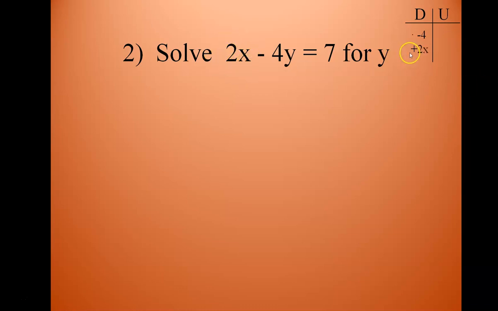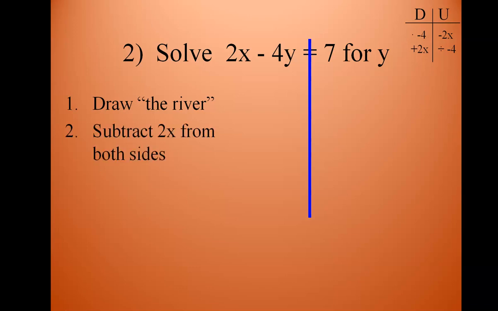Now, to undo, we have to do it backwards. So if we had addition of 2x, in the undo chart, the first thing I'm going to put is subtract 2x. And then if I have multiplying by -4, in the undo chart, I'm going to put dividing by -4. And now I'm ready to draw the river and follow the steps.